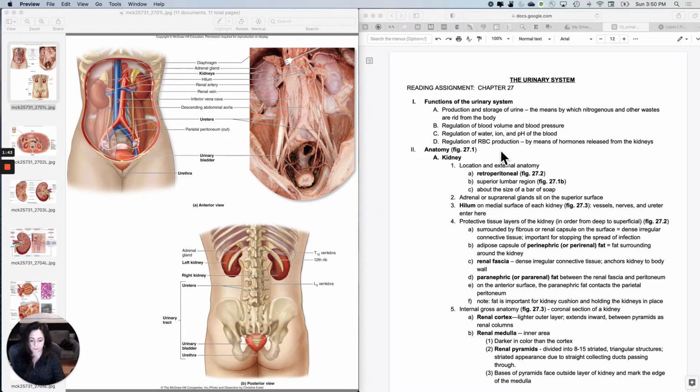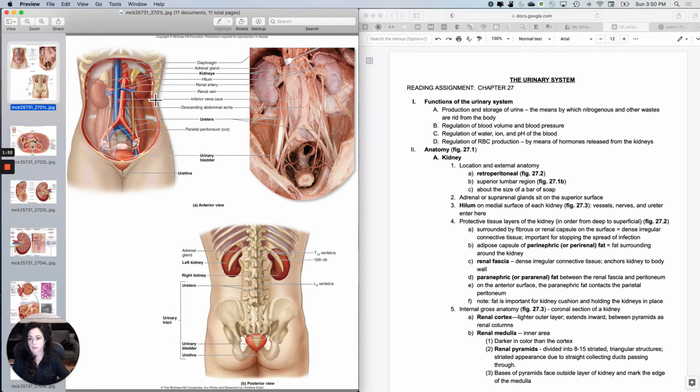Okay, so with the gross anatomy of the urinary system, we'll start where the story starts, which is with the kidneys, and those are not hard to find, of course. So the location of the kidneys and then the external anatomy. First they are in the superior lumbar region, right? So here's T12, and this one right here is L1. So they're in the superior lumbar region. They are about the size of a bar of soap, and they are what's called retroperitoneal.